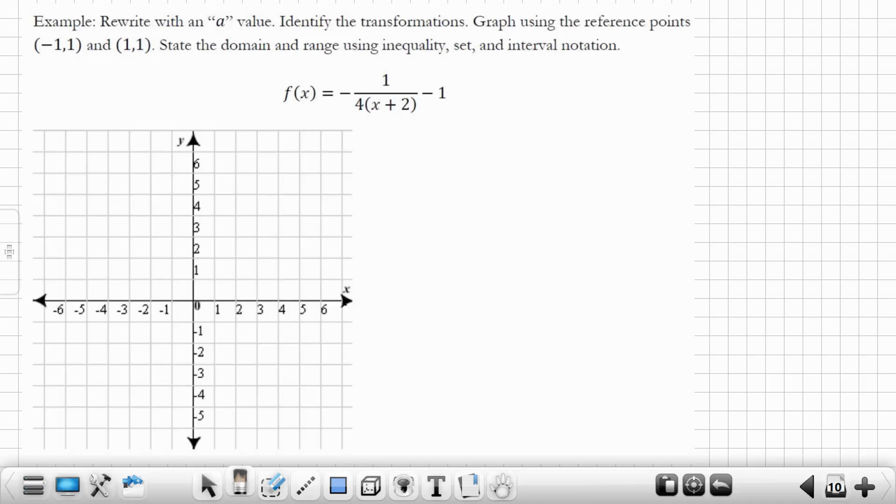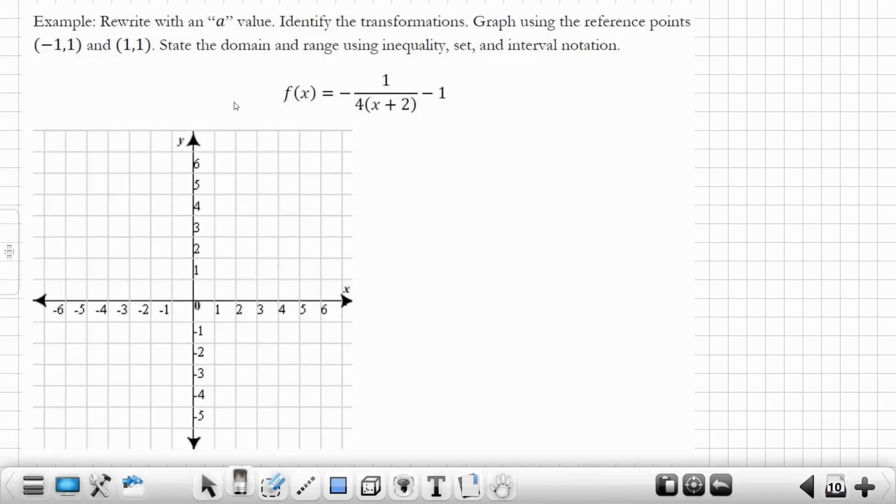Identify the transformations graph using the reference points. That's what we've already been doing. But I wanted to get some funky ones in here, all right? So this is going to be the exact same thing, but we're also going to state the domain and range. I wanted to bring it back. We're going to use set notation because they're going to ask for it in your homework, and I want to remind us how to do it. Set notation, which in the past has been the longest one, is going to be the one that lets us use the does not equal to sign. So this is going to be almost the same thing.